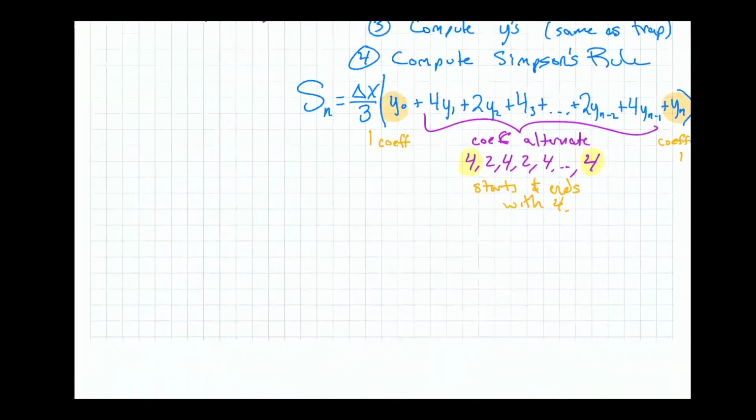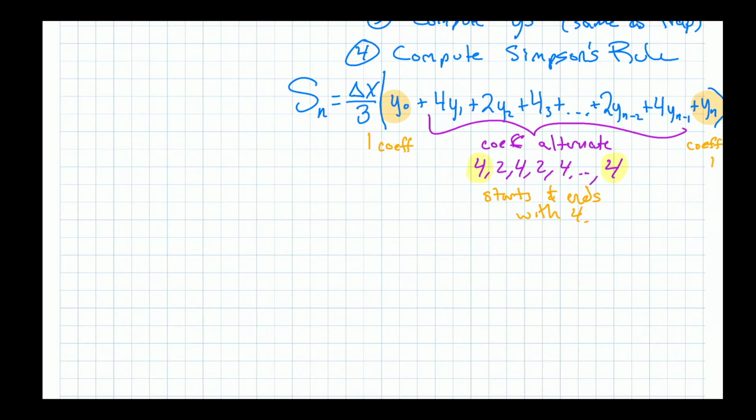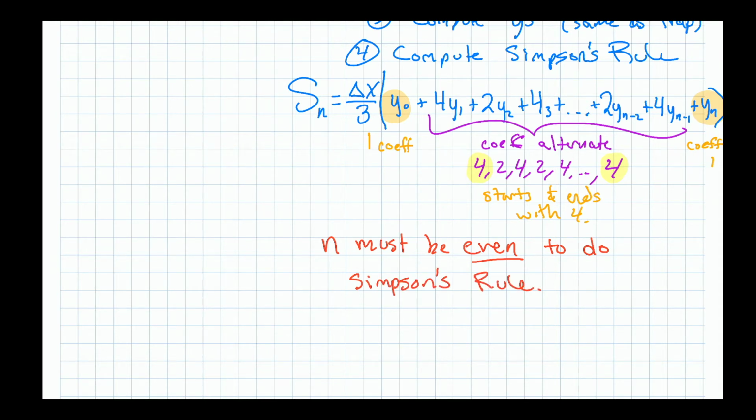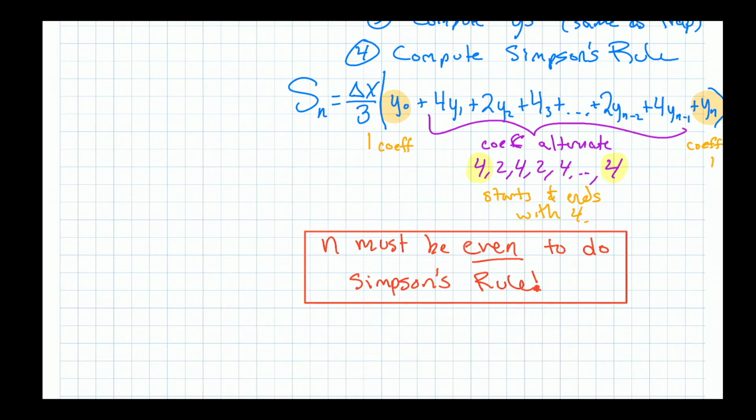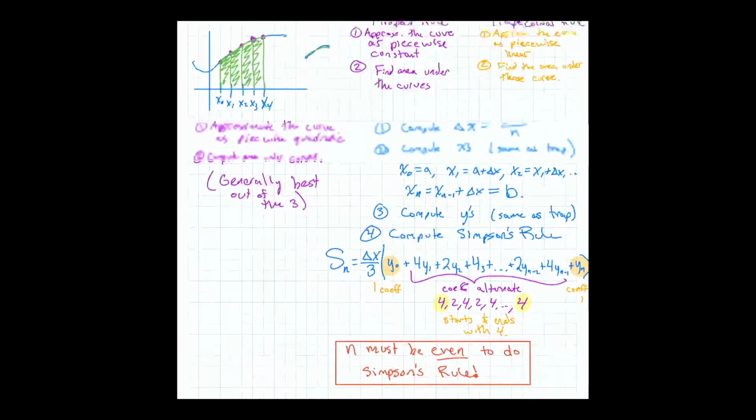And the reason you can say that it starts with a 4 and ends with a 4 when you're alternating is because of this, and this is very important: n must be even to do Simpson's rule. Okay, so you have to know that. Being even is what makes it so that it starts and ends with a 4 when you alternate. All right, so that's Simpson's rule.